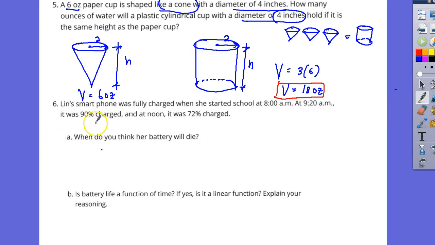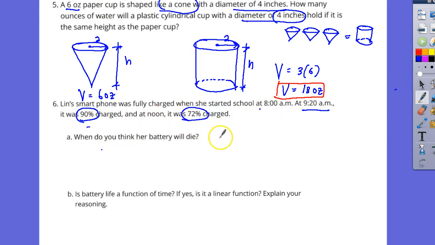Okay, problem number 6. Lynn's smartphone was fully charged when she started school at 8 a.m. At 9:20 a.m., it was 90% charged. And at noon, it was 72% charged. So the question is, when do you think her battery will die? So first, we have to figure out how long it will take her to use up the 100%. And we will use the information given in the problem to figure that out.